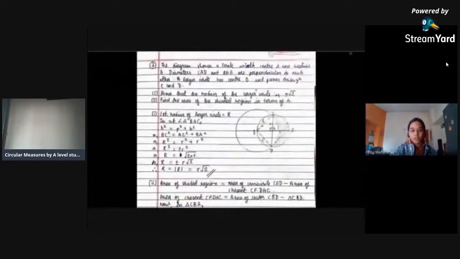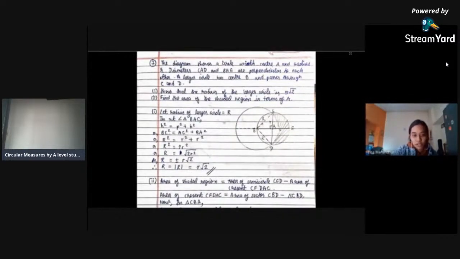So I'll be presenting question number 7. And the question is, the diagram shows a circle with center A and radius r. Diameter CAD and BAE are perpendicular to each other. A larger circle has center B and passes through C and D. So what we have to do is first show that the radius of the larger circle is r root 2 and find the area of the shaded region in terms of r.